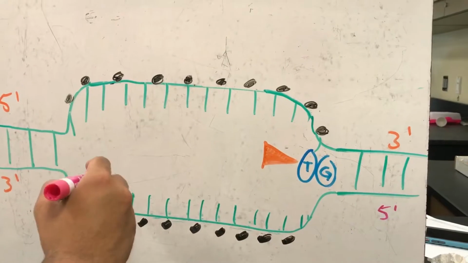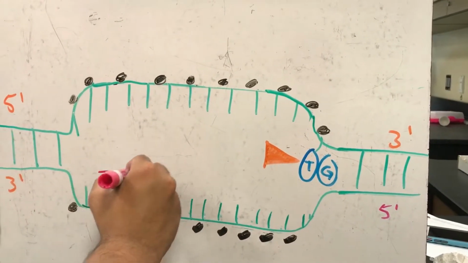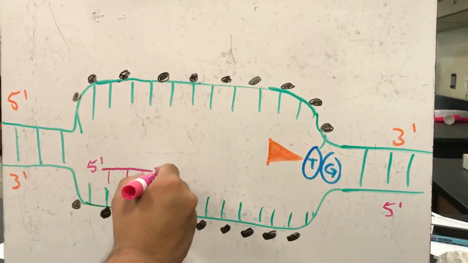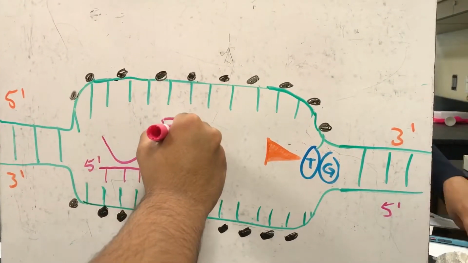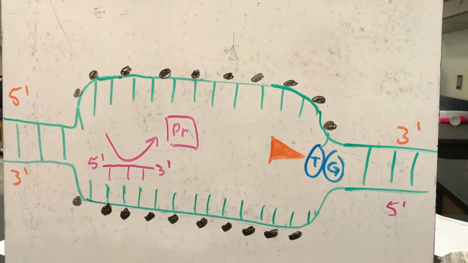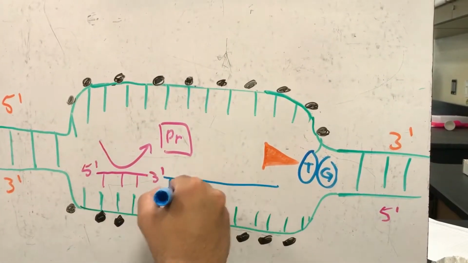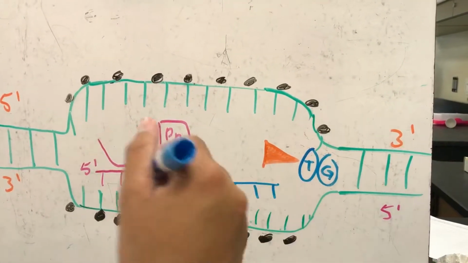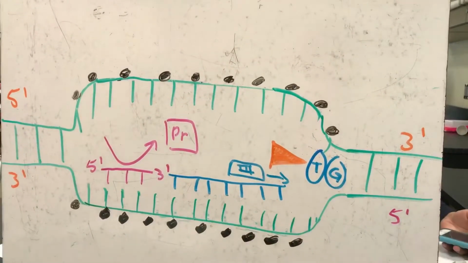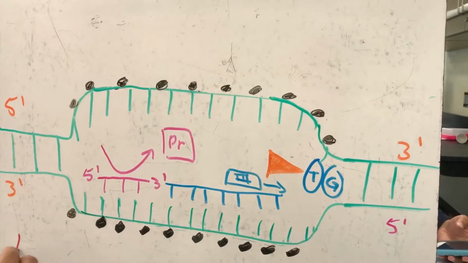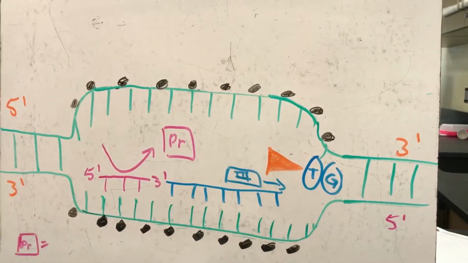So now that we have the replication fork formed, we actually need to start getting the other strand of DNA. And this starts off first with a protein called primase, which drops off RNA that makes a landing zone for the future DNA polymerase 3, which is represented by the blue.